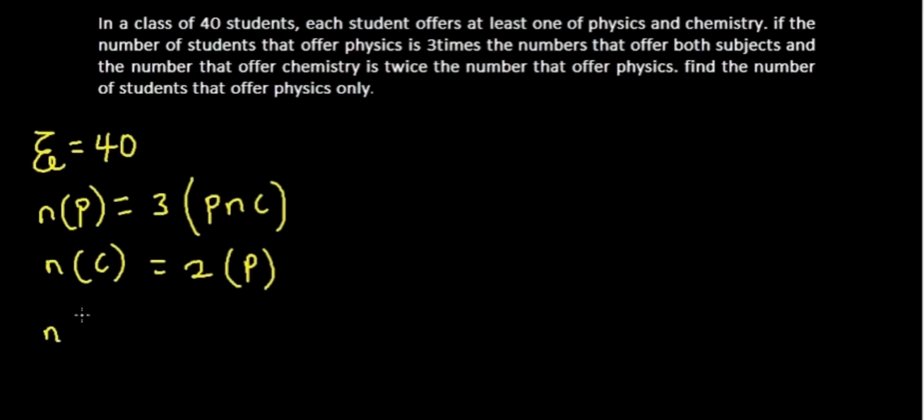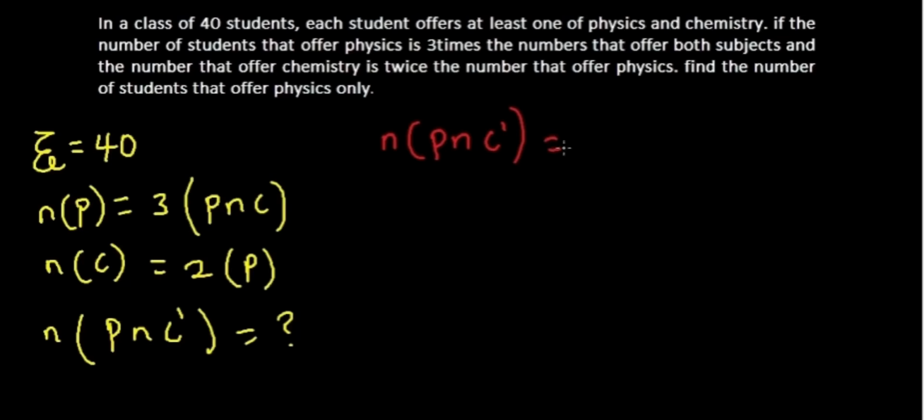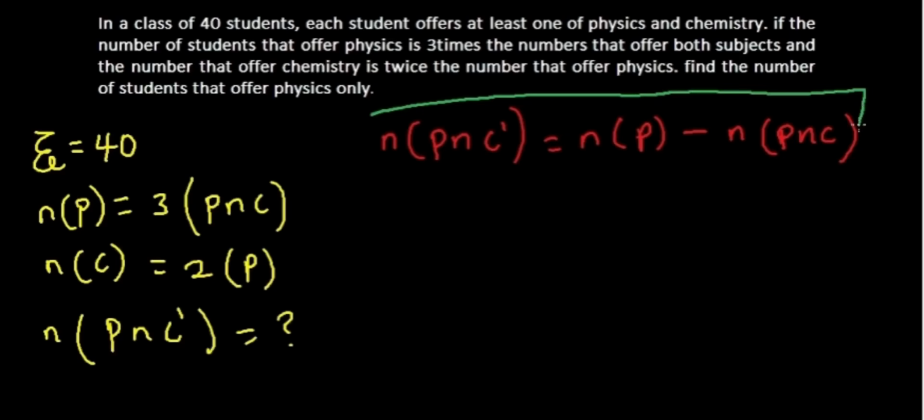Now this is how to write physics only: P intersection C complement is what we need to get. To do this, we still need to bring in some particular formulas. The formula for physics only is the number of students that offered physics minus anything that is intersecting with physics, that is P intersection C. This is what we want to work with. Very, very important. Once we can get our P intersection C, we are good to go.